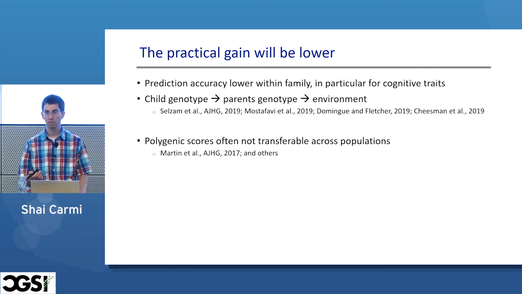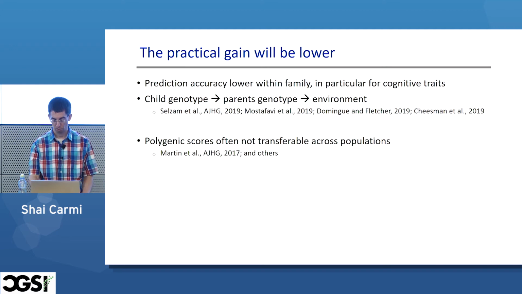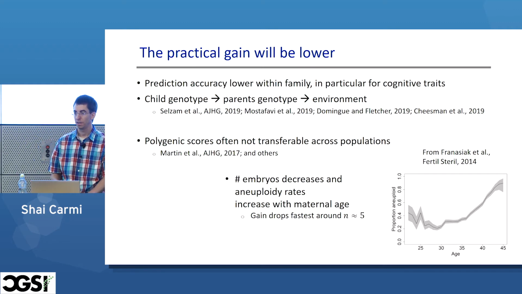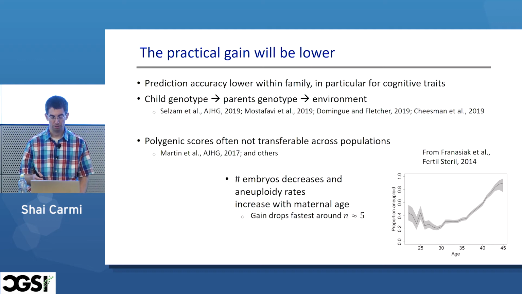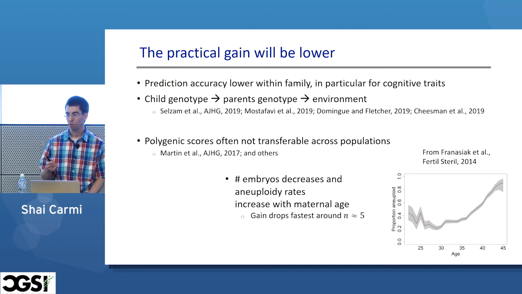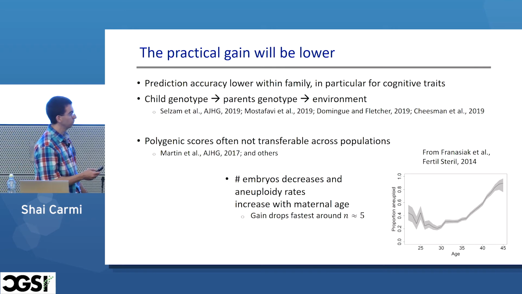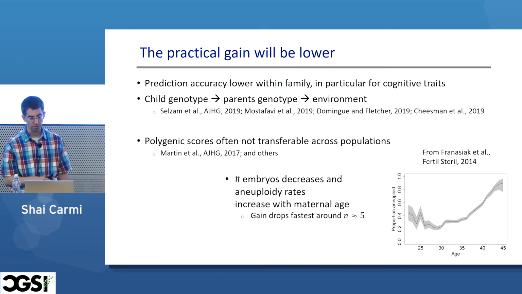As John mentioned yesterday, the polygenic scores are usually not transferable across populations, so all of this really holds for European populations. Another important point is the number of embryos. I assume 10 embryos usually through this talk, but the number of embryos decreases with maternal age, and the rate of aneuploidy also increases very fast. As you can see here, at age 35 the rate of aneuploidy increases from around 30% to nearly 100% at age 45.